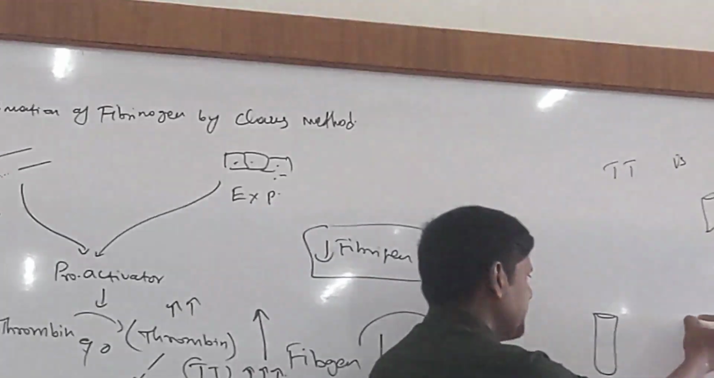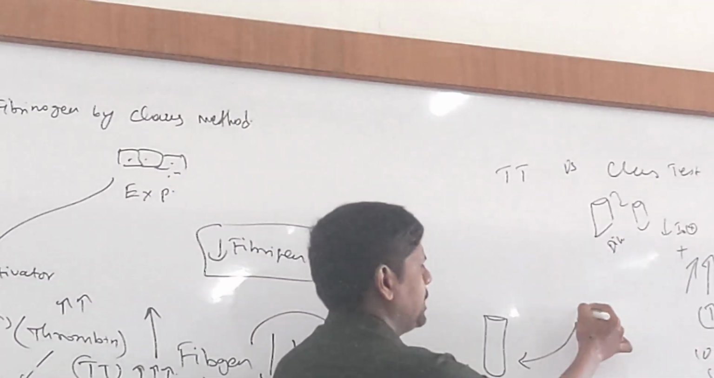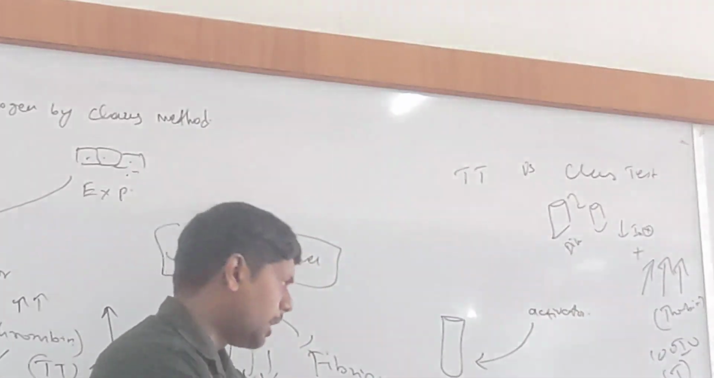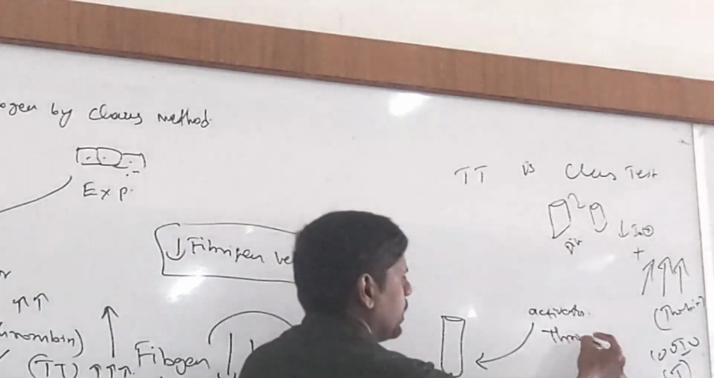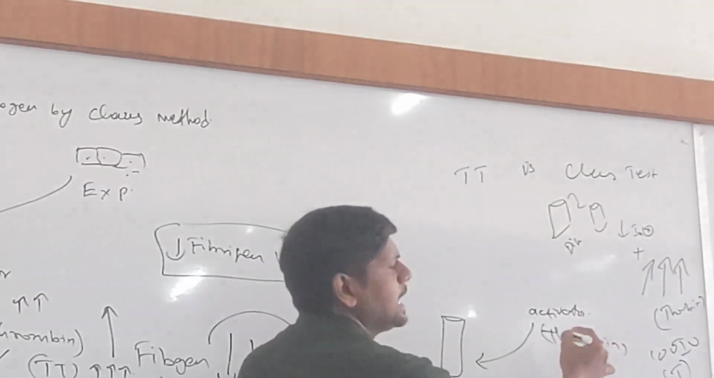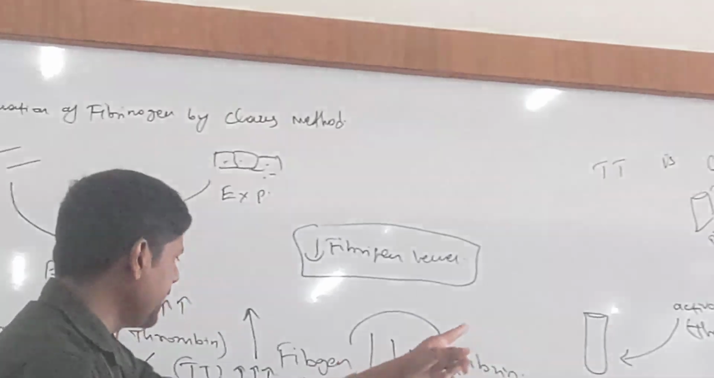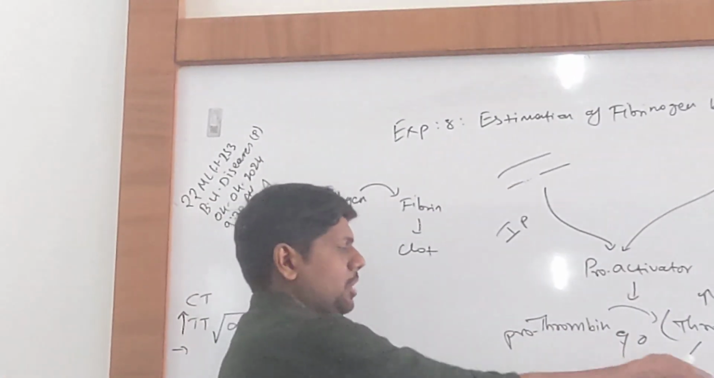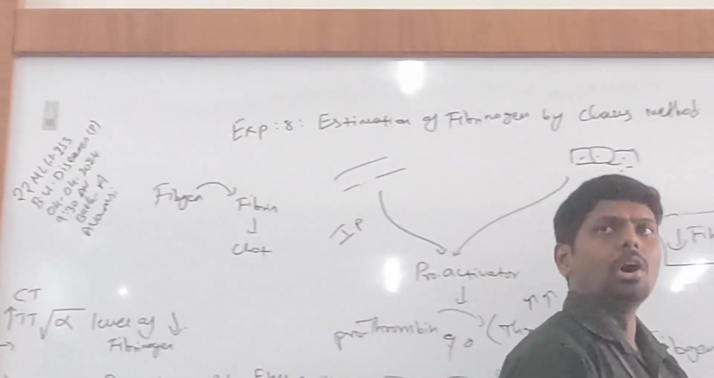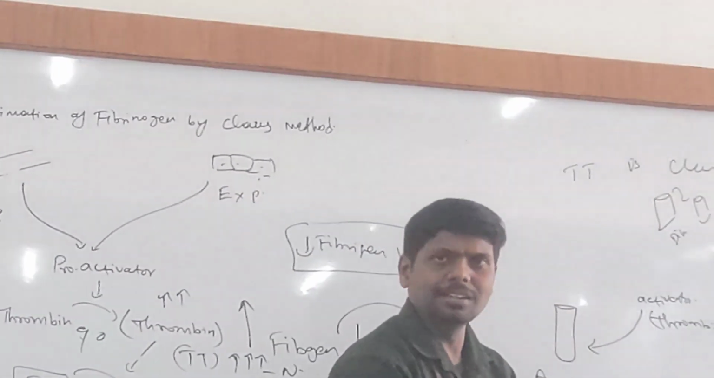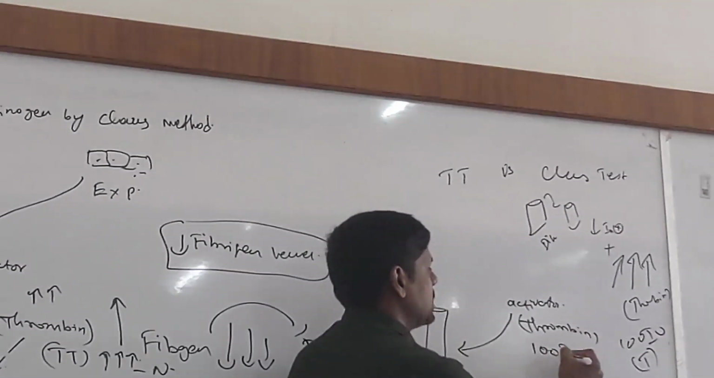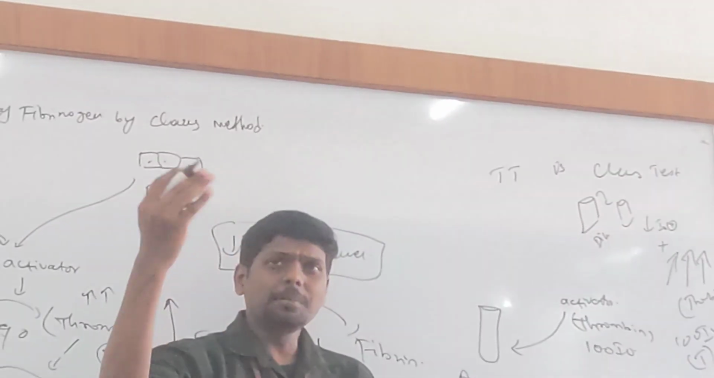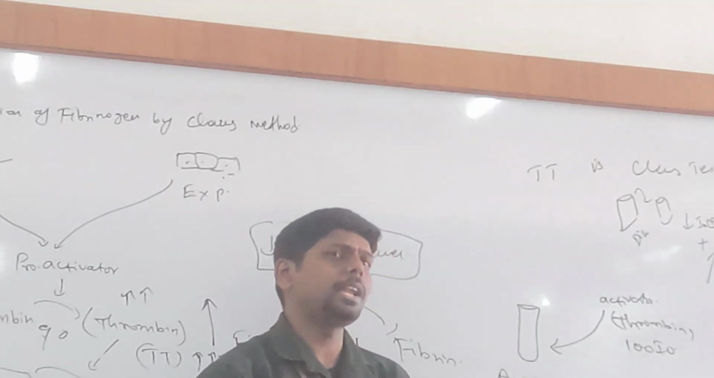Now to this test, we need to add an activator. What activator are we using here? Thrombin. I hope you understood why we are using thrombin as an activator, because thrombin will initiate this reaction, the conversion of fibrinogen to fibrin. So how much thrombin are we taking? 100 international units of thrombin will be taken. That means extra levels of thrombin have been taken.